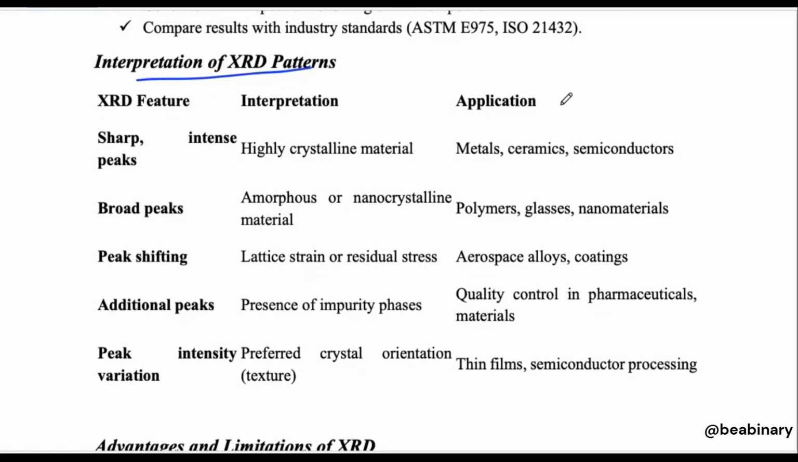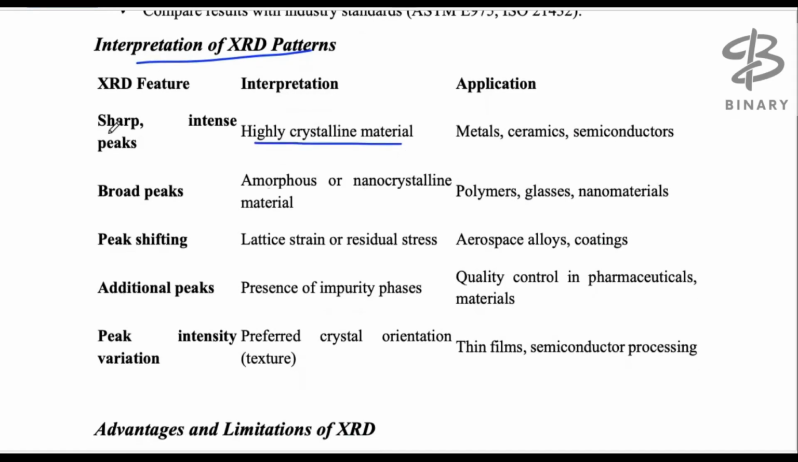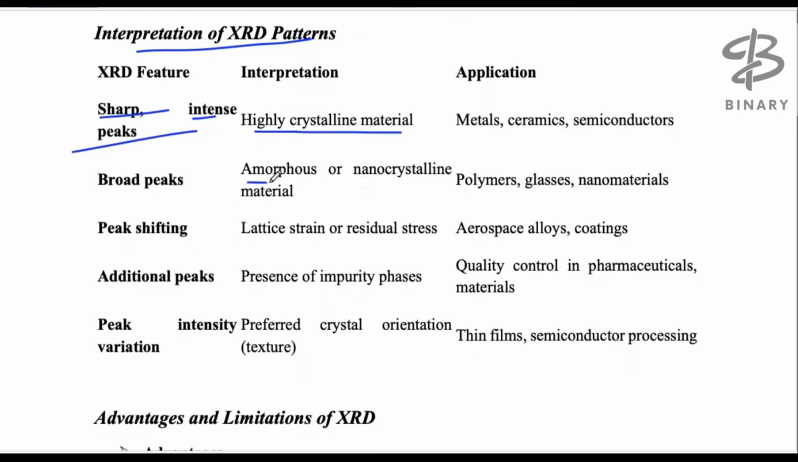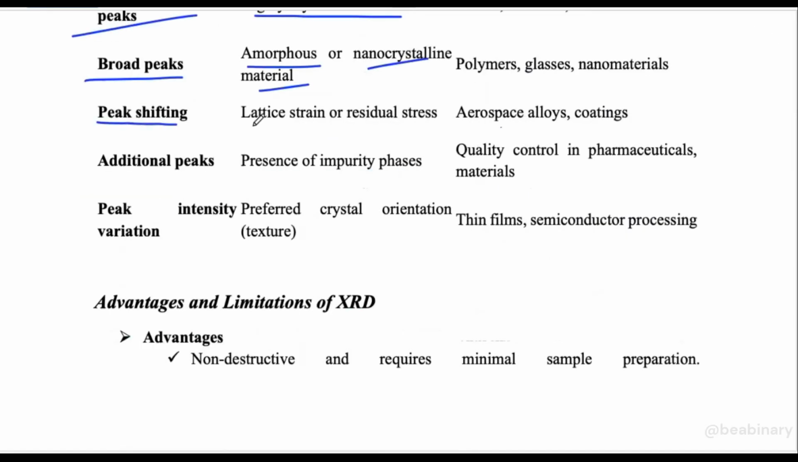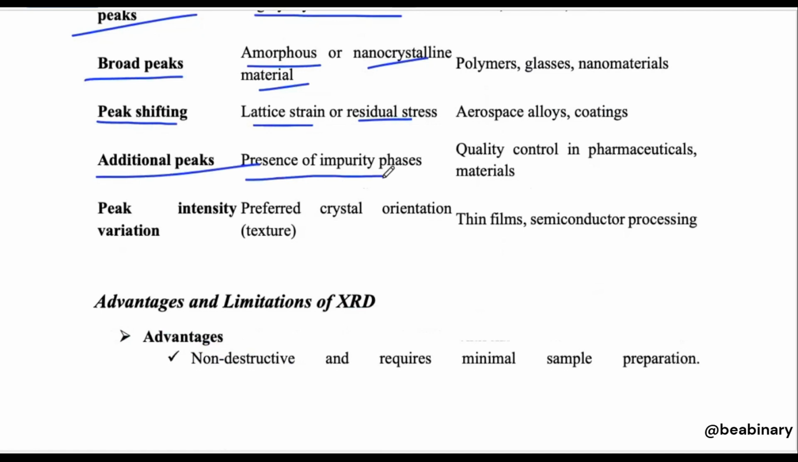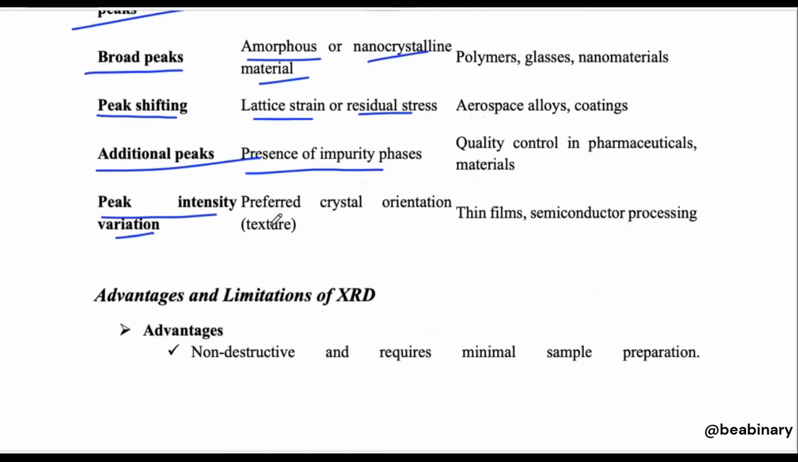So how can we interpret these? Sorry, the application part we are not concerned with here, but this is the interpretation. If you are getting a highly crystalline material, we will have sharp, intense peaks in the detector. For amorphous or non-crystalline materials, we have broad peaks. If we have peak shifting, it means lattice strain or residual stress is there. If we have an additional peak, it means the presence of impurity phases. If we have peak intensity variation, it refers to crystalline orientation and mixed textures. So these are all the interpretations of XRD.